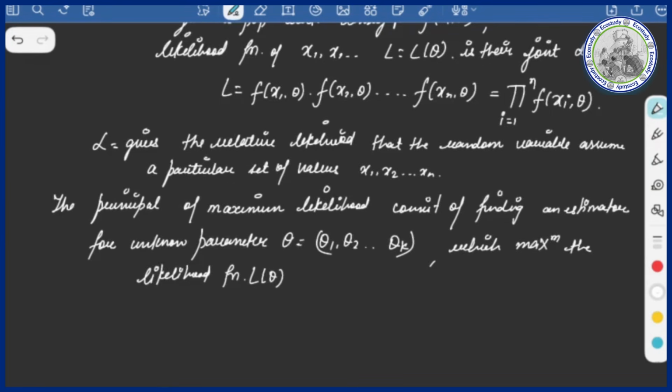So what is the principle of maximum likelihood estimation? The principle of maximum likelihood estimation means we have to find an estimator of a known parameter theta which maximizes the likelihood function. Like we have to find those parameters that maximize this sample likelihood function.